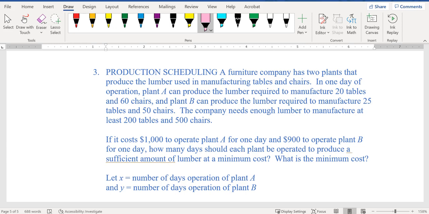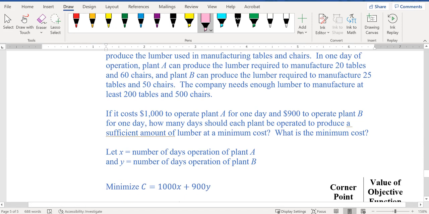Okay, that's a lot of information. I got that there's plant A and plant B, and I got that they're making tables and chairs. I encourage you to push pause for a minute and reread this problem. Okay, it's wanting to know how many days should each plant be operated to produce a sufficient amount of lumber at the minimum cost. And to minimize that cost, what is that minimum cost? So we're going to let X be the number of days of operation of plant A, and let Y be the number of days of operation of plant B.